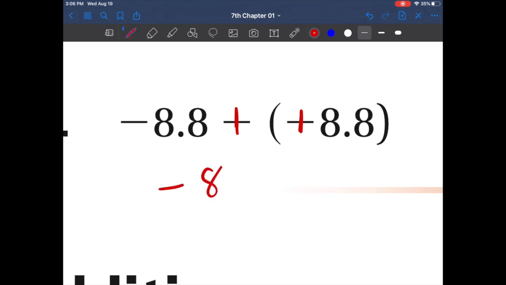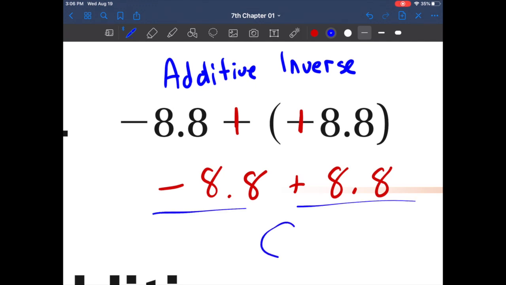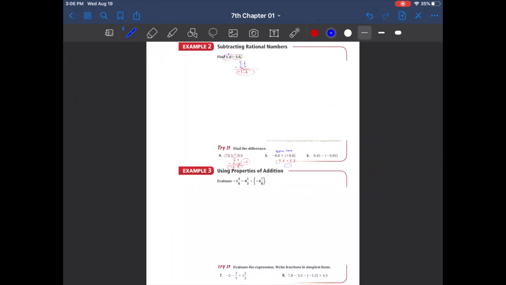So now let's rewrite this problem. We have negative 8.8 plus 8.8. Now this is a special problem. We talked about it, I think, in lesson 1.2. Do you guys remember what this is called? This is called an additive inverse. And what's special about adding its inverse? Remember I gave you the example. If I gave you $5 and then I took that $5 back right away, how much money do I still have? 0. So adding its inverse or the reverse is 0. So negative 8.8 plus a positive 8.8 is going to give you a 0. All right, that was example number.